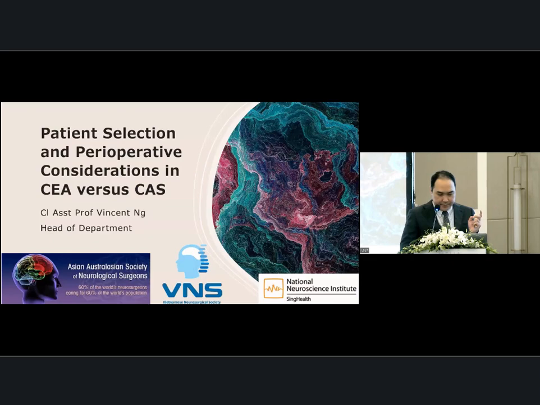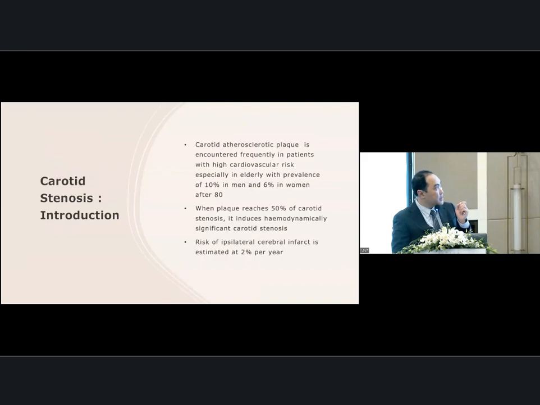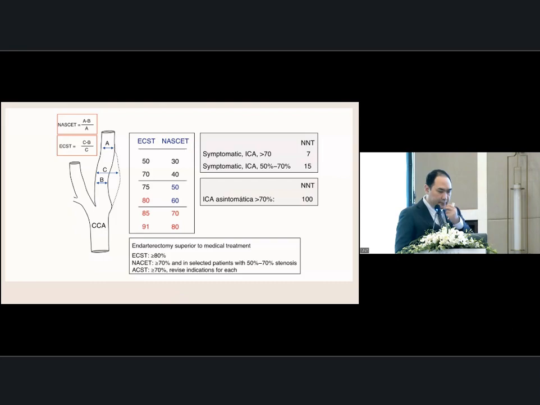As some introduction, obviously, carotid stenosis is important because of the evidence of the strokes itself. For the novice, really be aware of how we look at the degree of stenosis based on whether it's NASCET criteria or ECST criteria. Usually we look at NASCET criteria of more than 70% being symptomatic, but that will correspond to ECST of 85%.